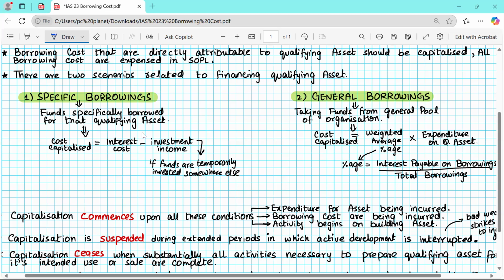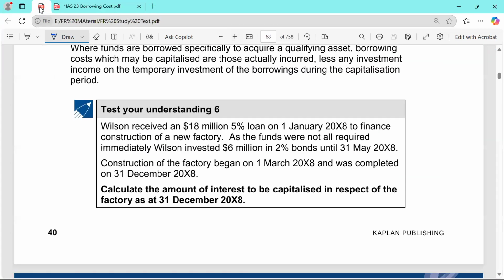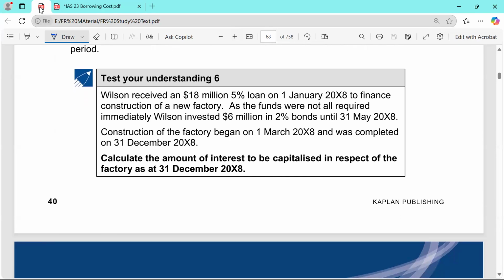Now let's understand this with an example. Now, here is the example. Calculate the amount of interest to be capitalized in respect of the factory as at 31st December X8. You have to tell what amount of interest you should capitalize. Wilson receives an 18 million 5% loan on 1st January X8. So you got the loan on 1st January to finance the construction of the new factory. What was the amount of loan? 18 million, and interest cost was 5%.